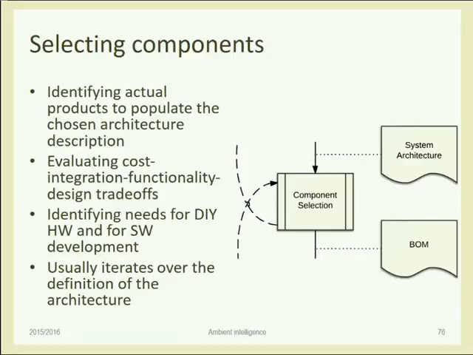So we want to identify the actual specific products. I want a Raspberry Pi model such and such. I want a humidity sensor of this model, this brand, this network protocol. And so we need to evaluate cost, integration, functionality, design trade-offs. So it costs more money, but it's more versatile, it's easier to integrate, and so on. And this trade-off, of course, will be different depending on the situation.